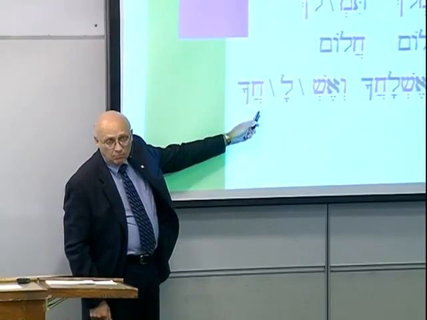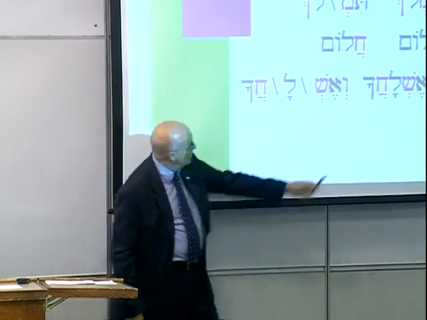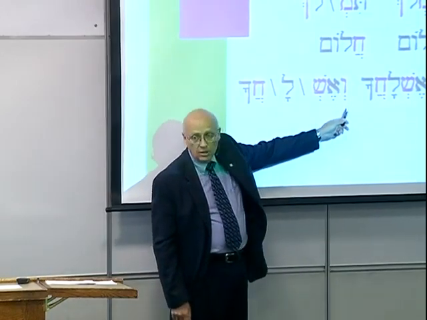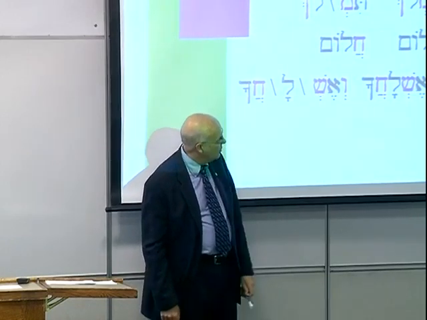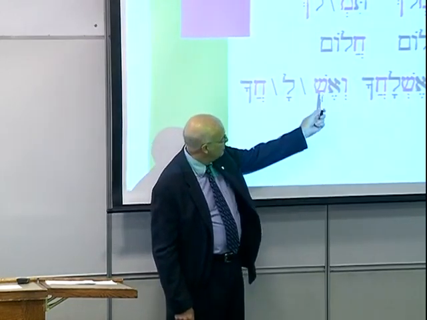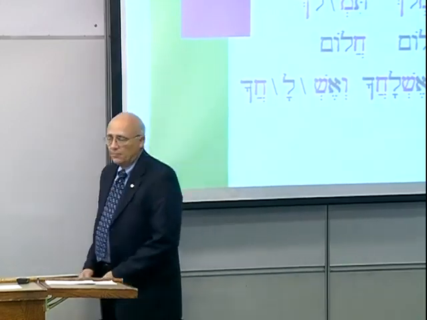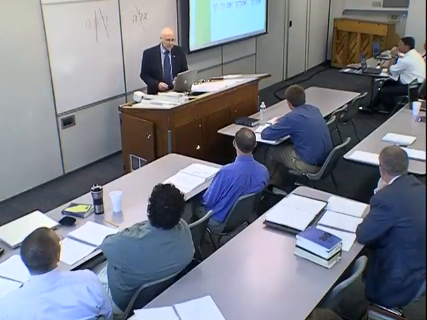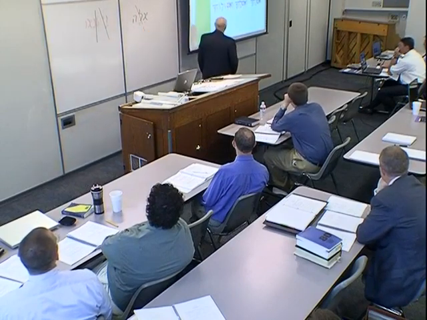Vocal schwa begins a syllable, doesn't close, so that's an easy one. Vocal schwa here begins a syllable, doesn't close. The problem is the schwa under the shin, and it's going to be silent because this is a verb prefix that it's with. All right?